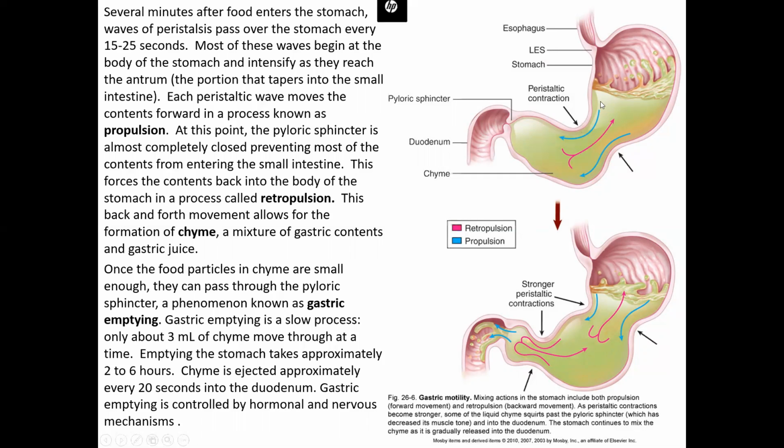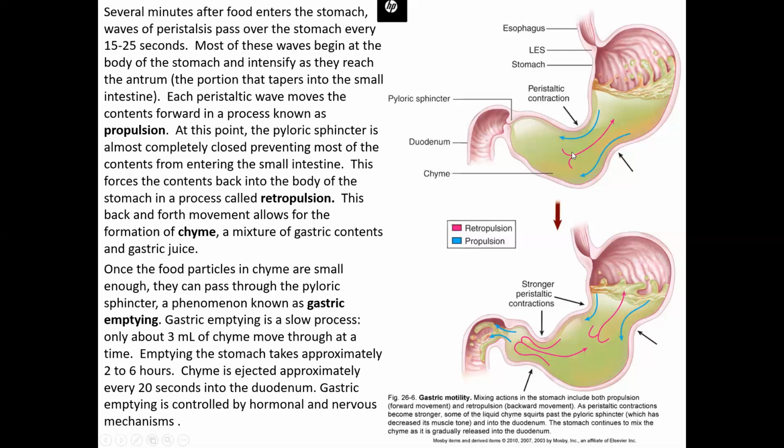Okay. This forward movement of material is called propulsion. But at this point, and you can see it here in this figure, the pyloric sphincter is pinched shut, preventing most of the contents from entering the small intestine. So what happens is that wave of contents hits the stomach wall, and like a wave of water, when it hits the wall, it's going to have to flow backwards, and that backwards flow of material is called retropulsion.